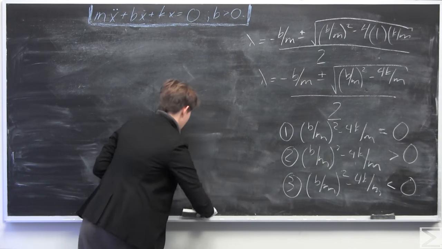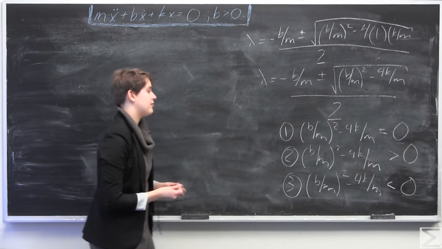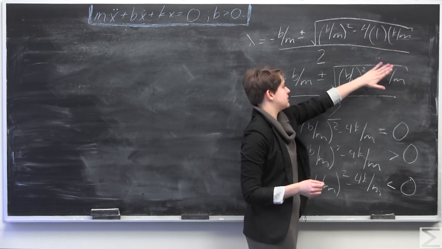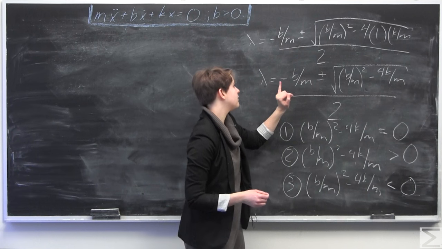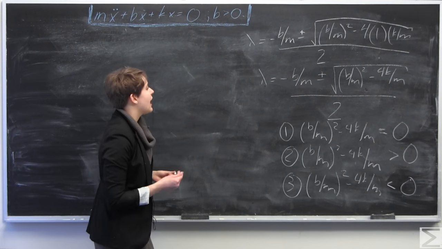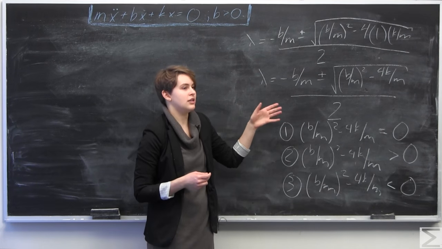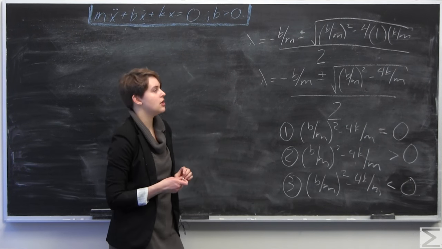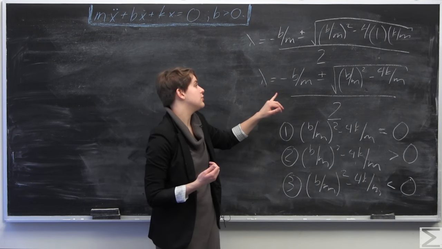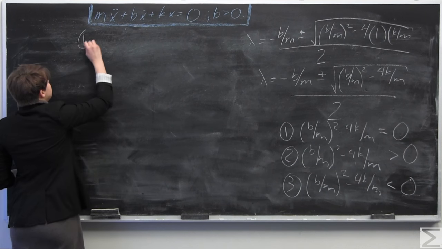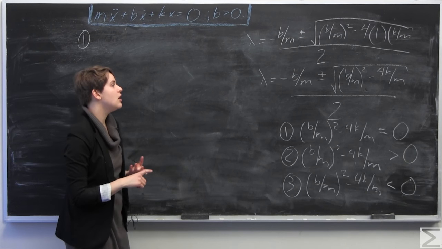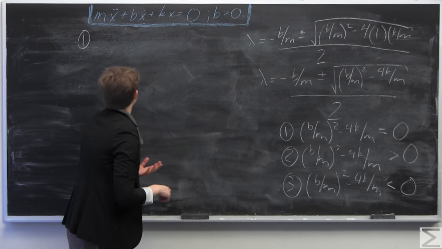Looking at the first case, where b over m quantity squared minus 4k over m equals 0, this entire radical goes to 0. So we're just going to have one eigenvalue with an algebraic multiplicity of 2. And the dimension of the eigenspace is just going to be 1 in this case. I'm not going to go through the calculation of the eigenvectors or the eigenspace, but if you do, you will know that in case 1, there is one single defective eigenvalue: algebraic multiplicity of 2, dimension of the eigenspace equal to 1.